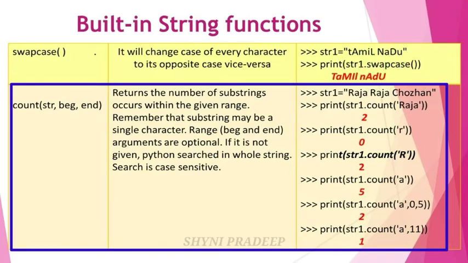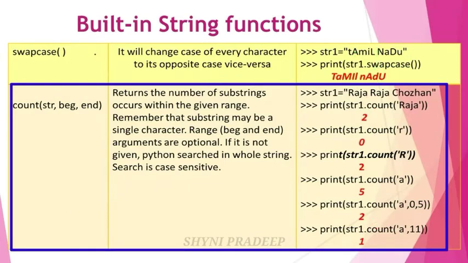And next, you have to count a, which means lowercase a, with starting index 0 and ending index 5. See here, the starting index is this r, and the ending index is this r. You have to find the lowercase a between these two r. So this is one a, this is another a. So 2 will be printed on the output screen.